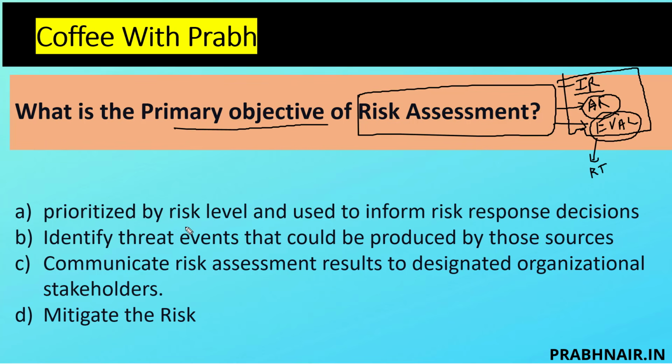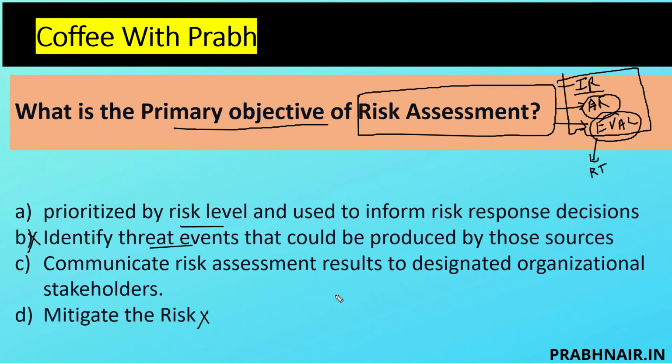Option A, prioritize by risk level and use it to inform risk response decisions. Makes sense. Option B, identify threat events that could be produced by those sources. Option C, communicate risk assessment results to designated organization stakeholders. And option D is mitigate the risk. I'm eliminating mitigate first, which is the least likely answer because risk mitigation is part of treatment. Identifying threat events is part of risk identification. So B is removed. Now we are left with A and C.